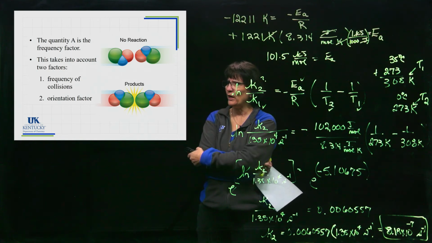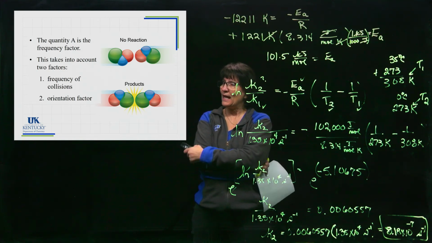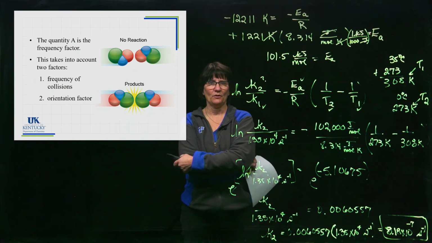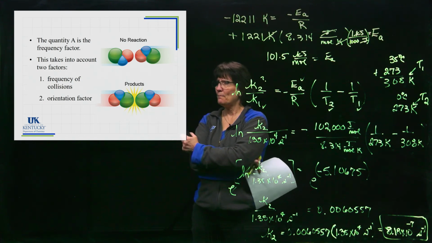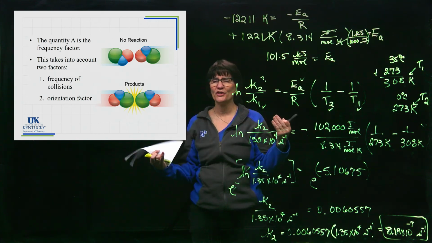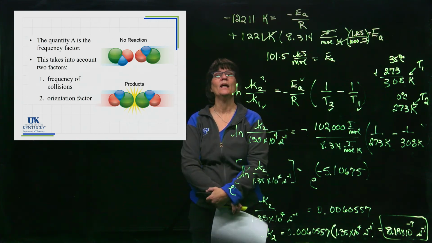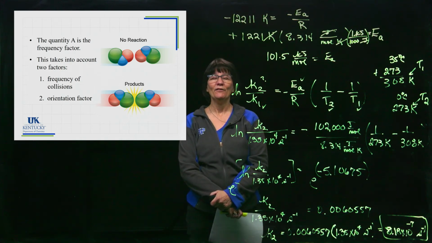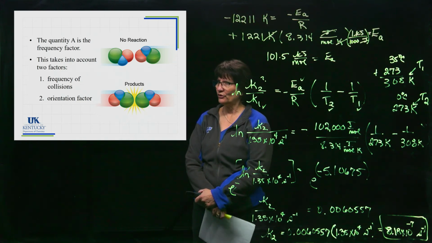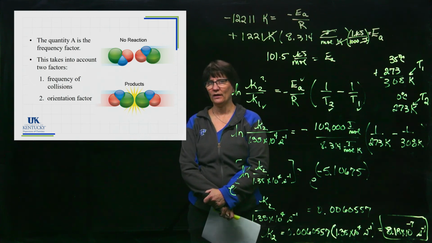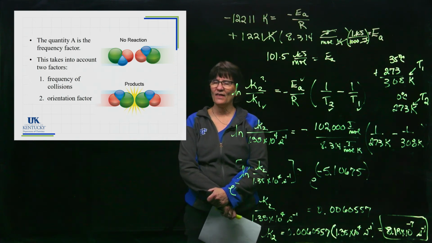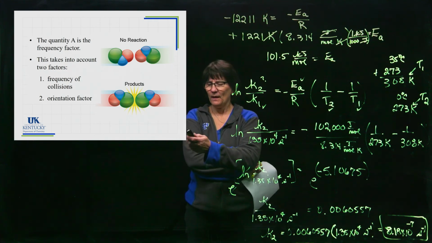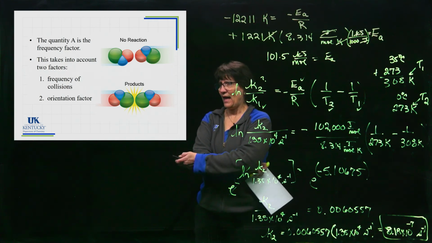Here's an example where if the molecules collided at the top with the red hitting the red, they just bounce off of each other in this example. But if they were turned in such a way that the green could hit the green, then they would react. So not every collision, even if it has a lot of energy, is going to result in a reaction. It has to be oriented a certain way. So those are things that the frequency factor A plays out. Don't need to know more about it than that.